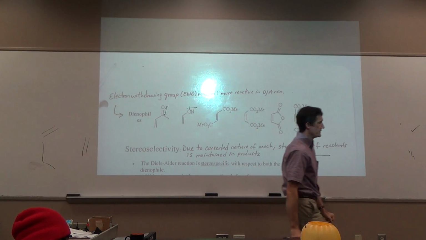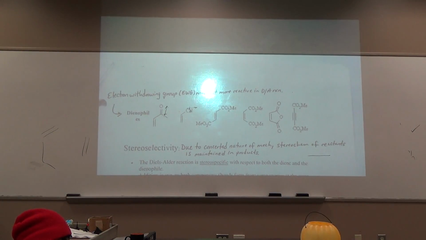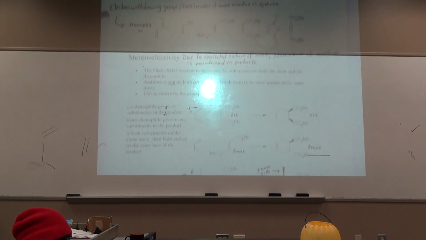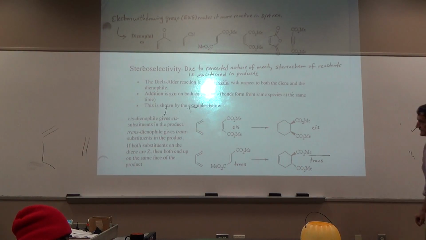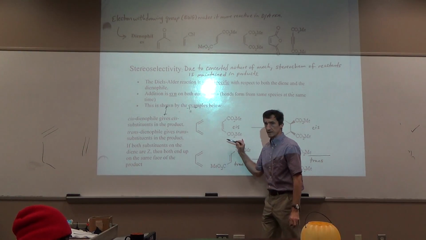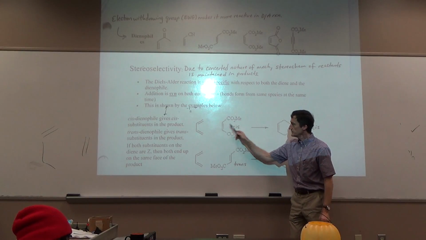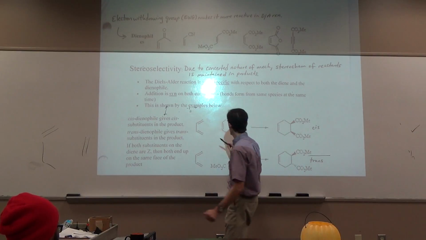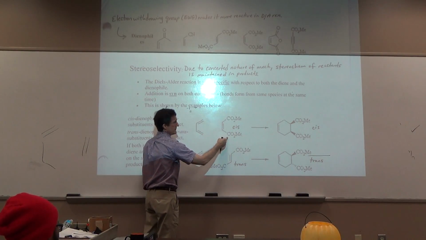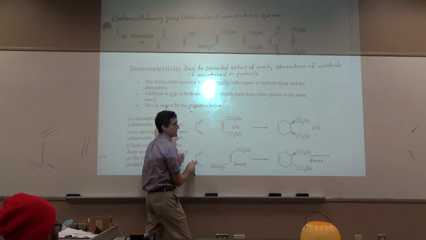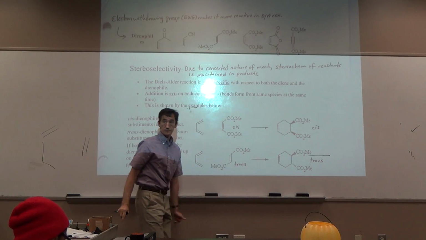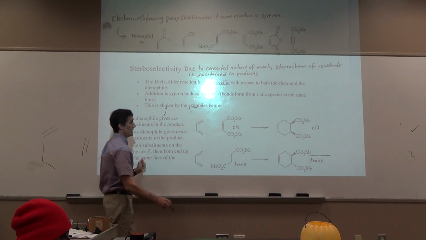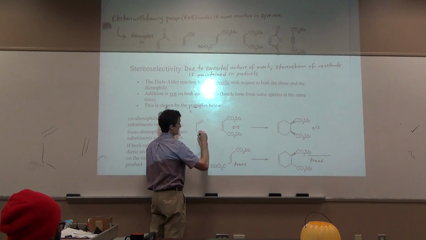Stereoselectivity. The Diels-Alder is very stereoselective and so-called stereospecific. Ultimately, the stereochemistry that you have in your starting materials is maintained in your products. For example, if your dienophile here is cis, you're going to be cis in the product. Stereochemistry is maintained. Dienophile. Zip it together.